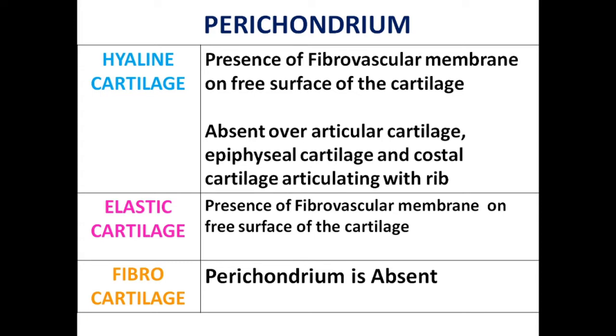In elastic cartilage, again the same thing remains. There is a fibrovascular membrane on the free surface of the cartilage, and in the fibrocartilage the perichondrium is absent. So this is the most important differentiating point between the fibrocartilage and the other two cartilages.